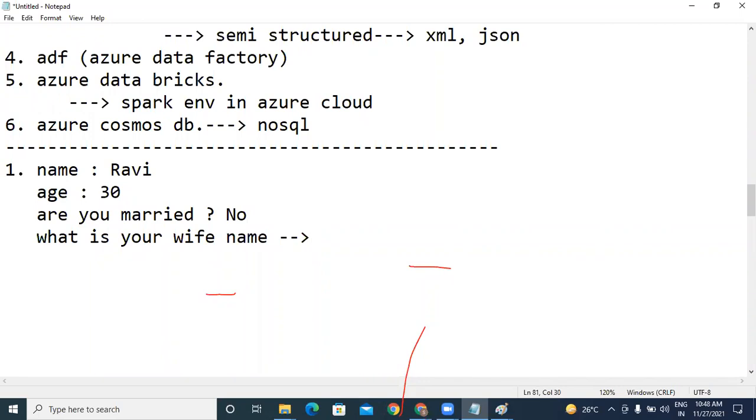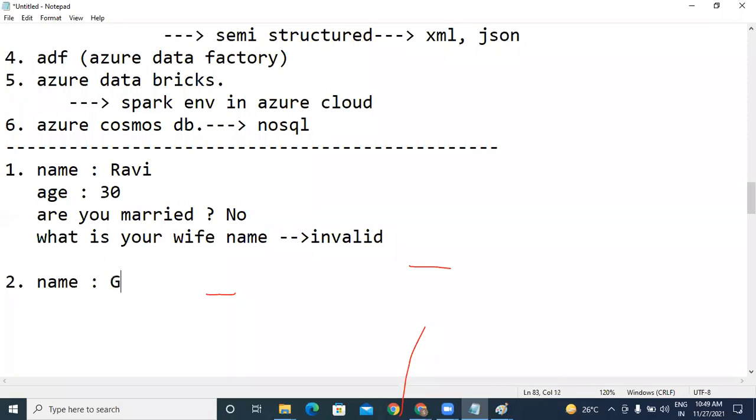Look at the third attribute, sir. First attribute is name, second attribute is age, and the third attribute is a Boolean value, married yes or no. But he already replied no. Then what about my fourth question? Is my fourth question valid or invalid for Ravi? Invalid. Got it? Come back to the second person.